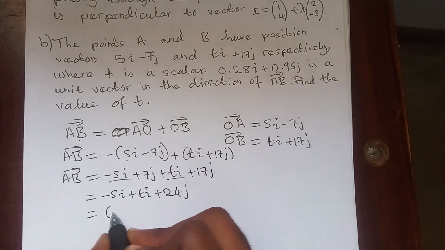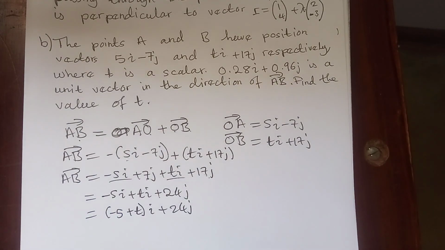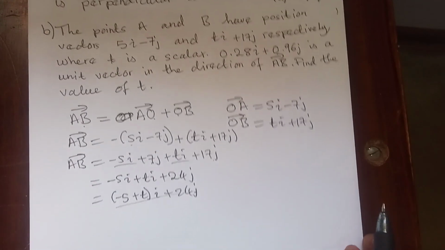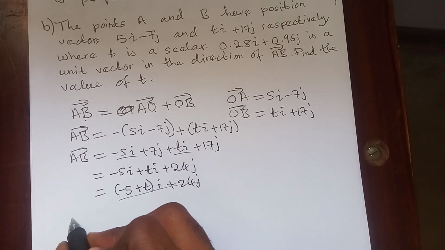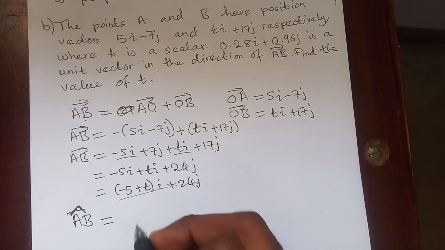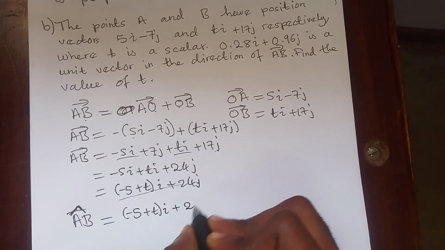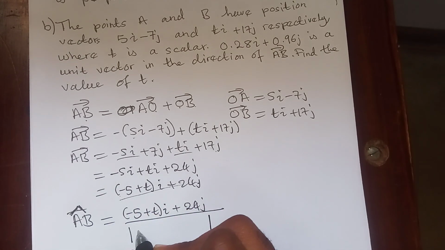Then you can factor out the i plus 24j. So now what the question is saying is the unit vector in the direction of AB is this. So all you need to do is find the unit vector in the direction of AB, equate it to that, and then you can solve for t. To find the unit vector in the direction of AB, you normally use this AB cap. You write this exactly as it is, plus 24j, then everything over the modulus of the same thing.